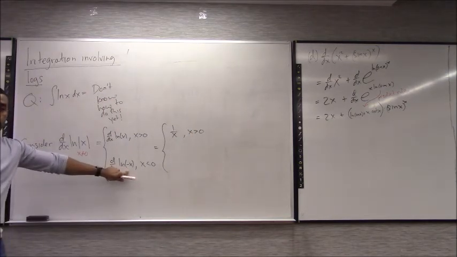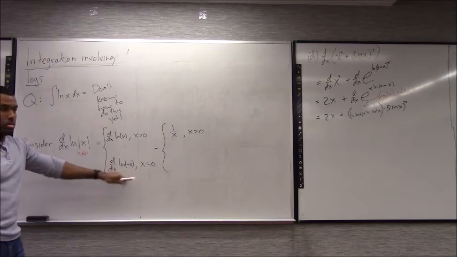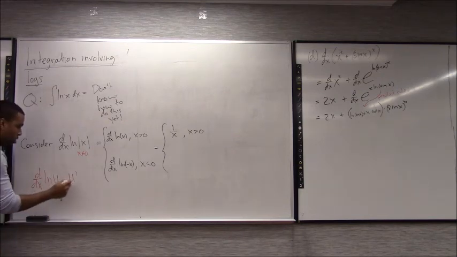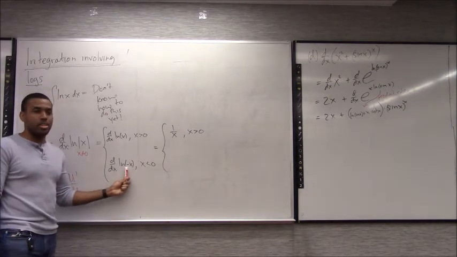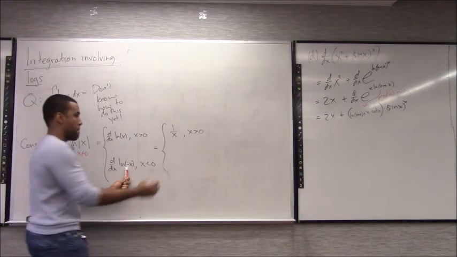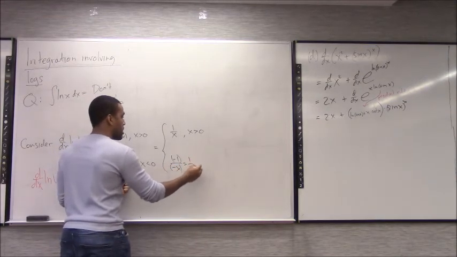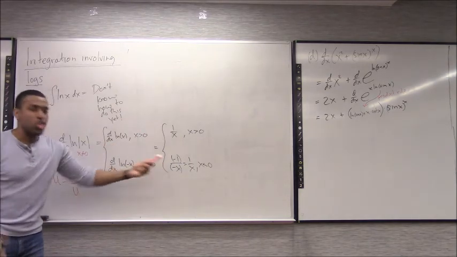What about this one? How do you differentiate ln of minus x? How do you differentiate ln of anything? u prime over u. Always have the rules in the front of your mind. How do you differentiate ln of minus x? It'd be negative 1 over negative x, right? So it gives you 1 over x if x is less than 0. In either case, you get 1 over x.